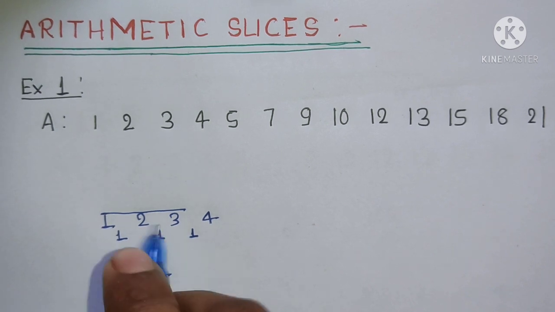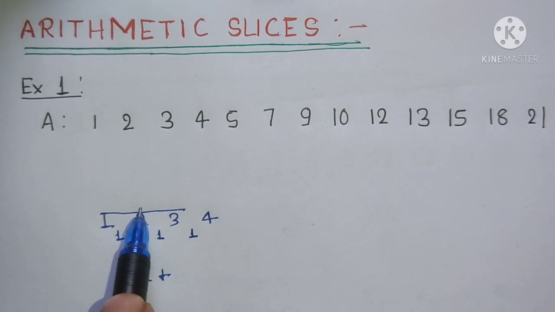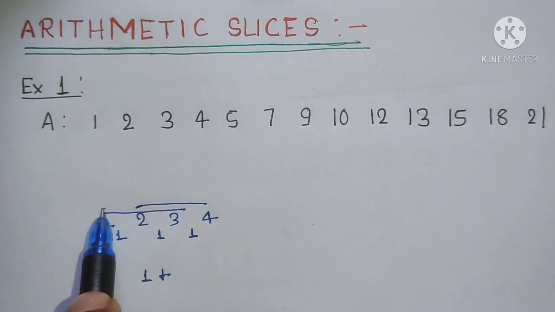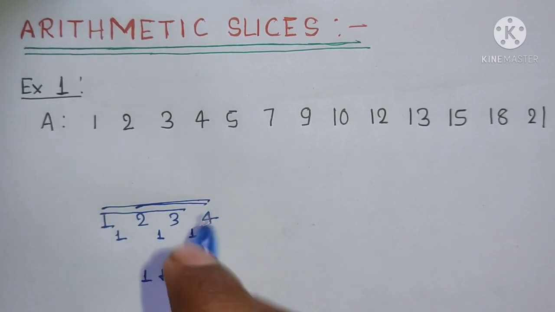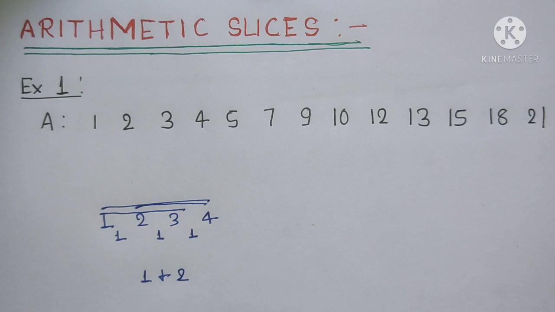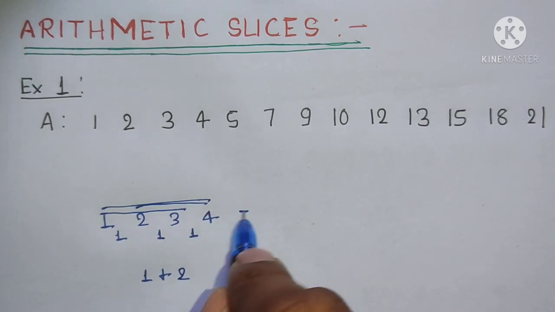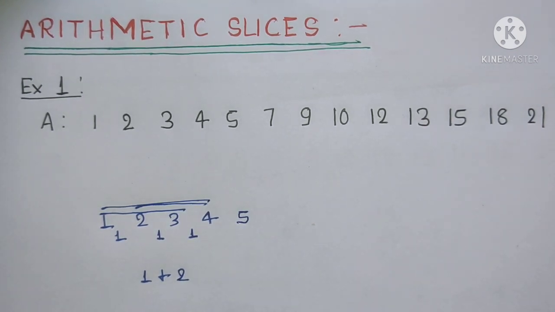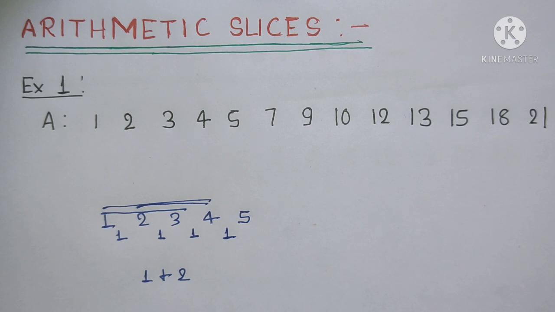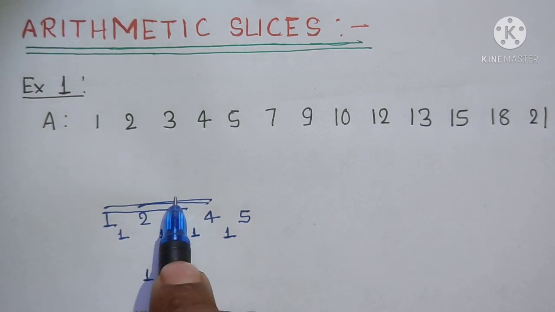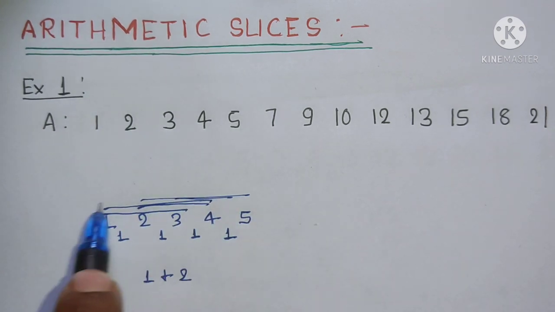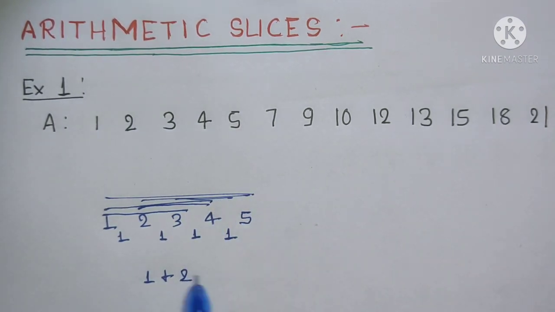There will be two more arithmetic slices, one of length 3 and another of length 4. So the total number will be 1 plus 2. Suppose there is one more element with the same consecutive difference 1. Then what will be the total number of arithmetic slices? There will be 3 more arithmetic slices created, one of length 3, one of length 4 and one of length 5. So the total number will be 1 plus 2 plus 3.